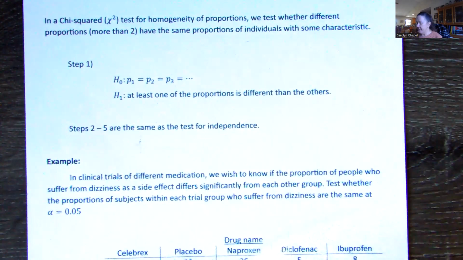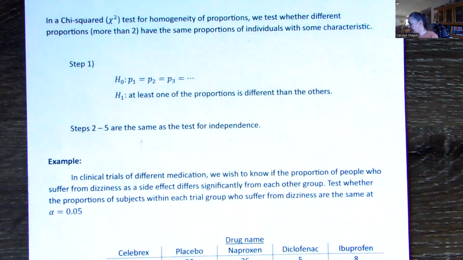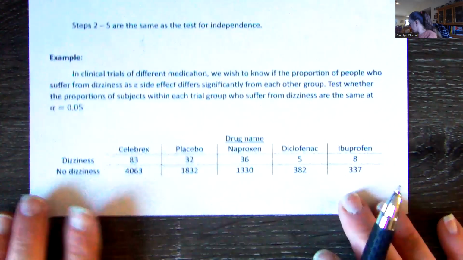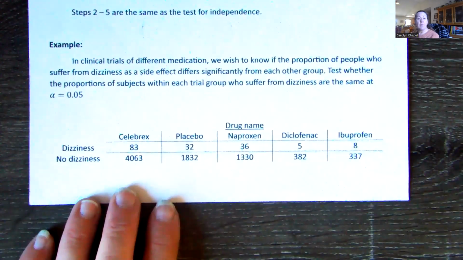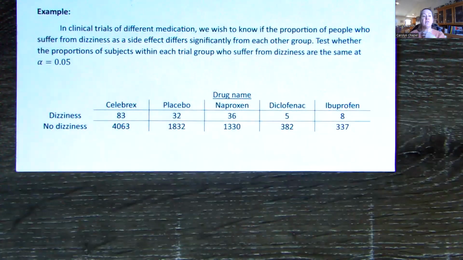So the only thing that changes is how we write our hypotheses. All right, so here's my example that we're going to work through. And we have clinical trials. What they're doing is trying to determine whether or not these medications that people are on cause dizziness or not dizziness, if it differs between the different drugs.